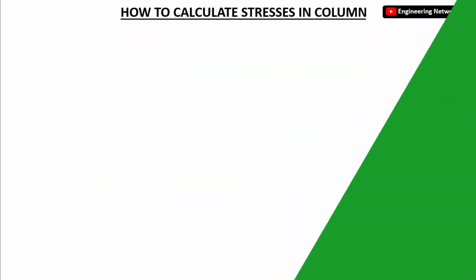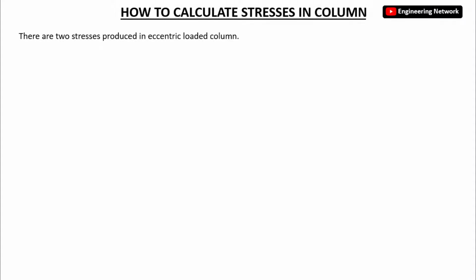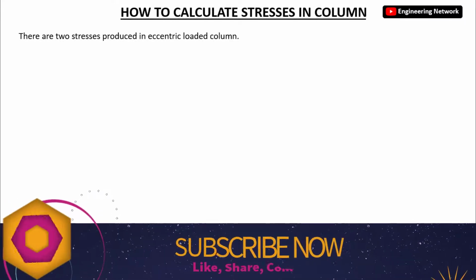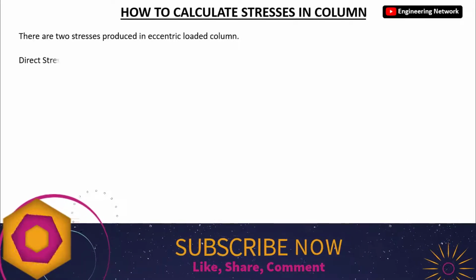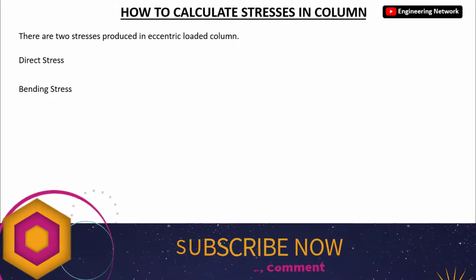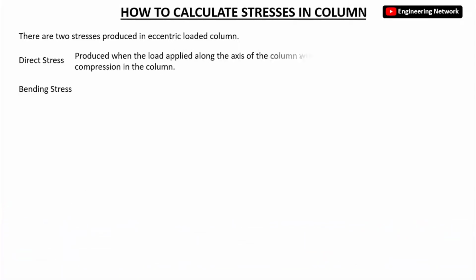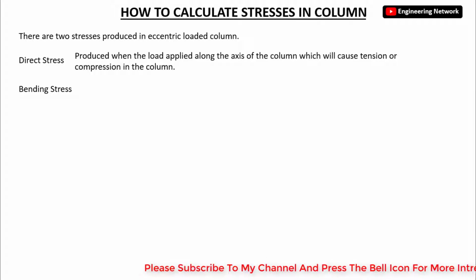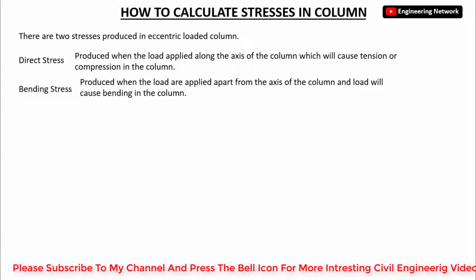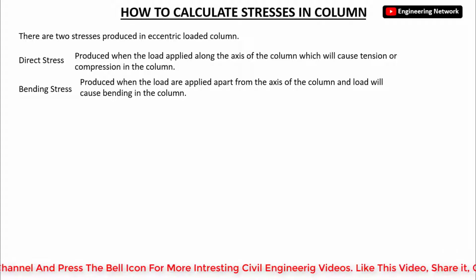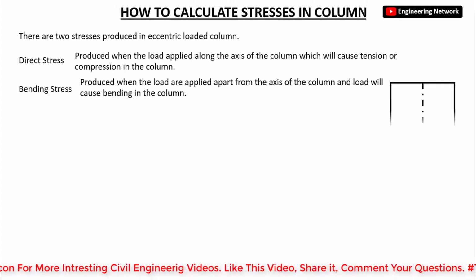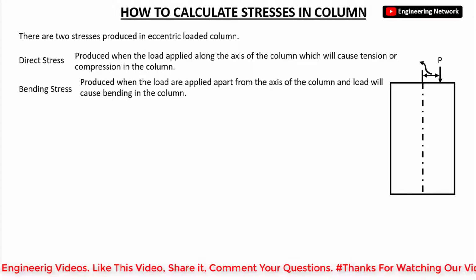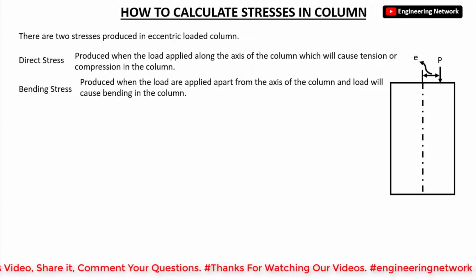So let's start. Basically there are two stresses produced in an eccentrically loaded column. One is the direct stress and the second one is the bending stress. The direct stress is produced when the load is applied along the axis of the column, which will cause tension or compression in the column, right? And bending stress is produced when the load is applied apart from the axis of the column, as you can see on your screen as well. So that load will cause bending in the column.